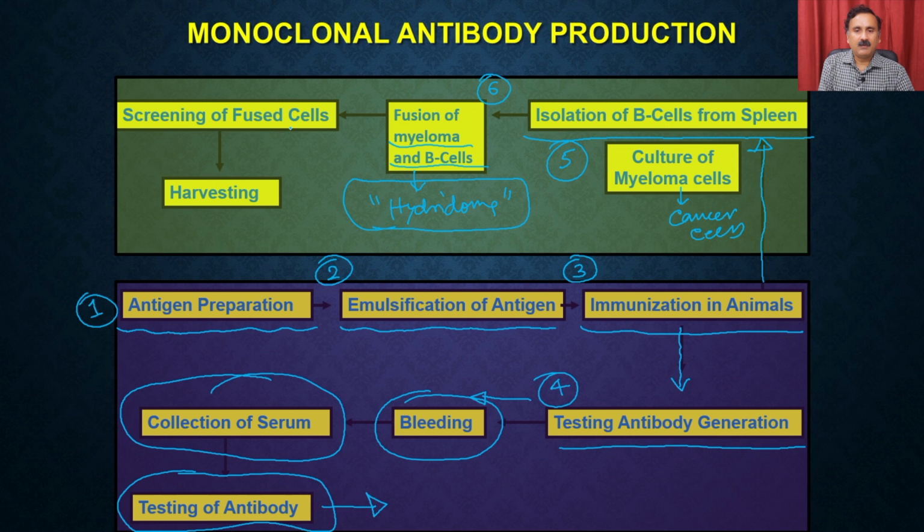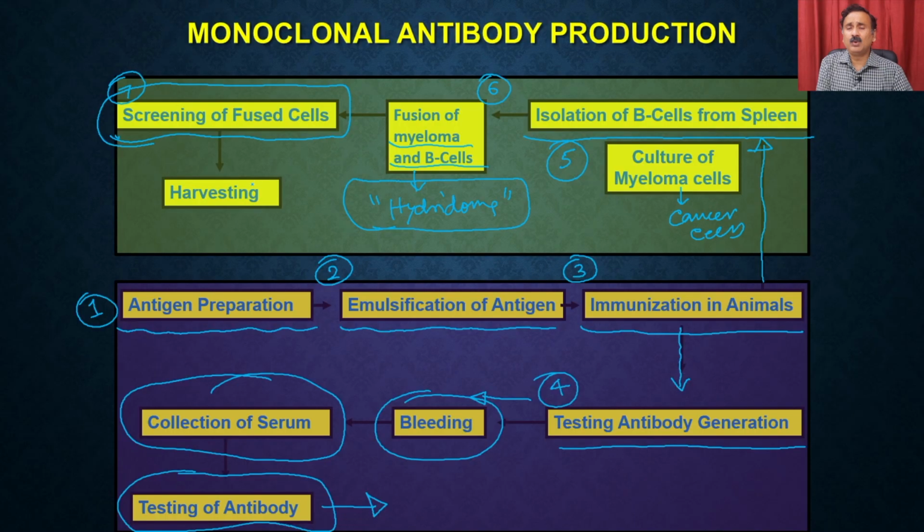Then in step 7, you are going to do the screening of the fused cells, or the screening of the hybridomas. That gives you individual hybridomas, and individual hybridomas give you the monoclonal antibodies, which you harvest in step 8.